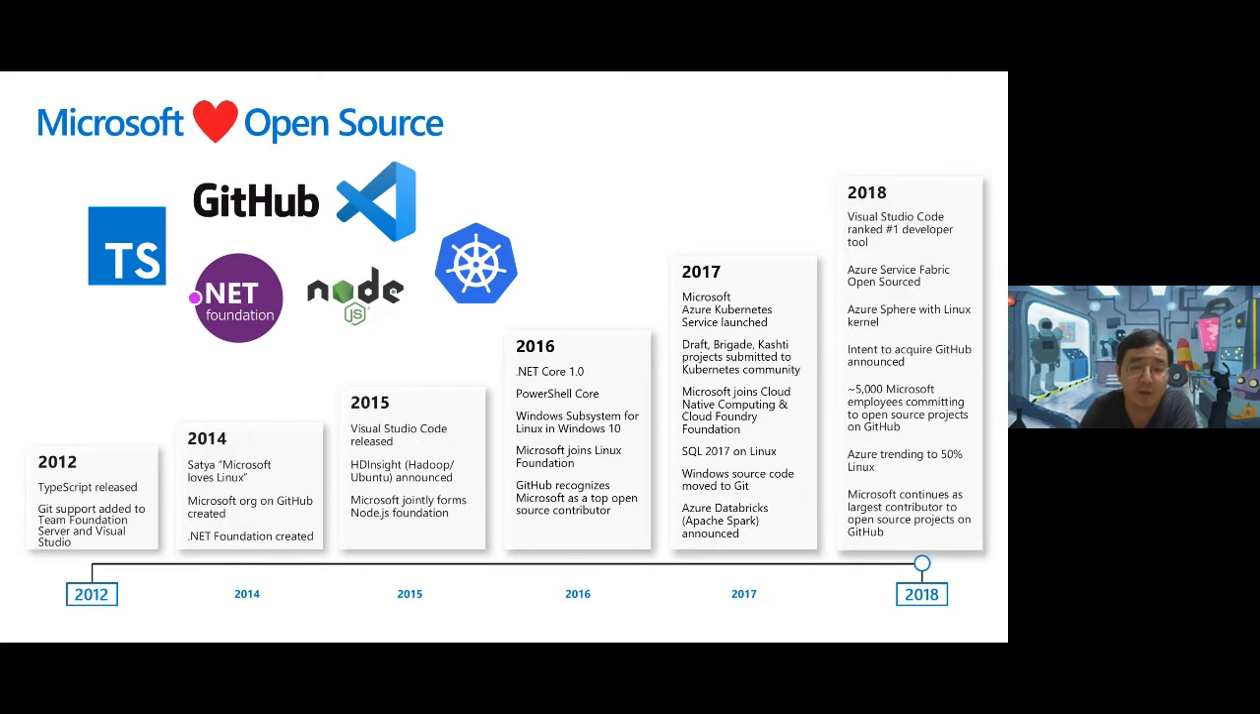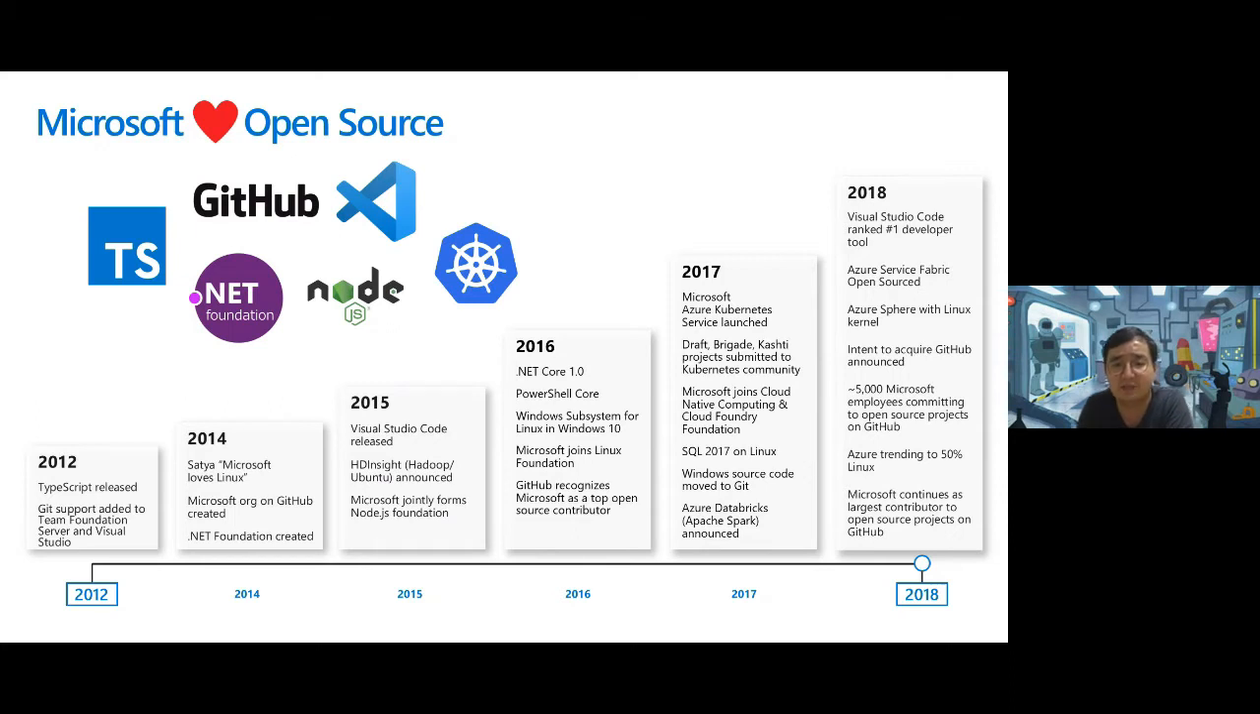There are also more activities, like Azure Kubernetes Service, based on completely open source Kubernetes, being launched. Microsoft also officially said that it contributes to lots of projects on top of Kubernetes, and SQL Server on Linux was released in 2017, and Windows source code was moved to Git.